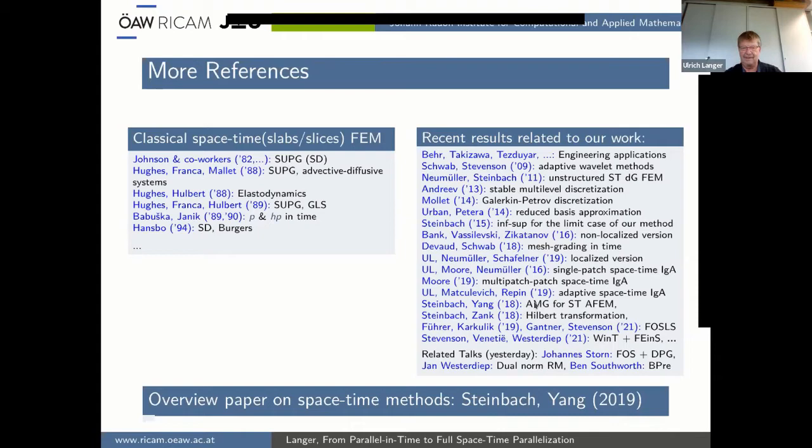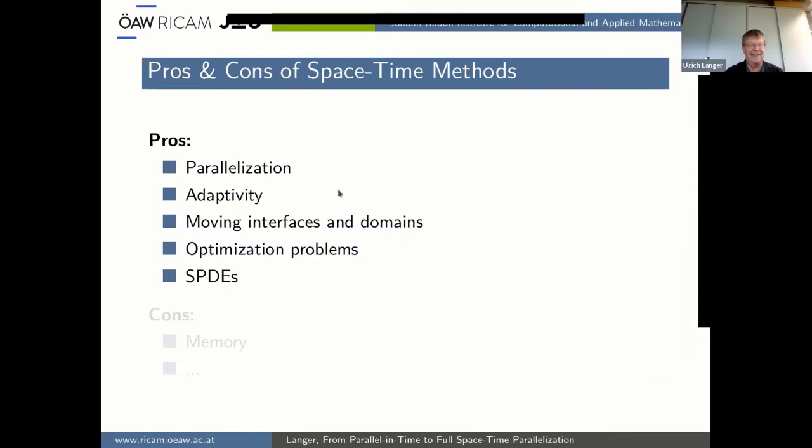Especially I think the approach presented by Jan, the dual norm for residual minimization, and replacing this by a preconditioner, is very nice, and then using it in connection with wavelets in time and finite elements in space. But again, you separate this.